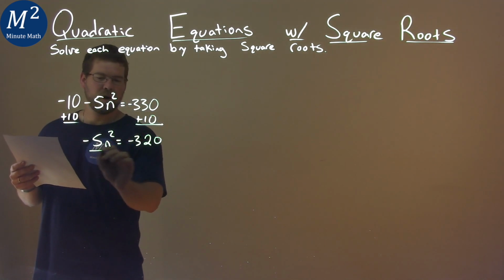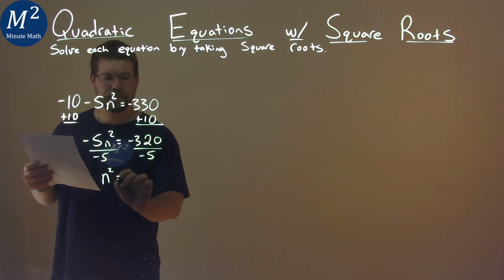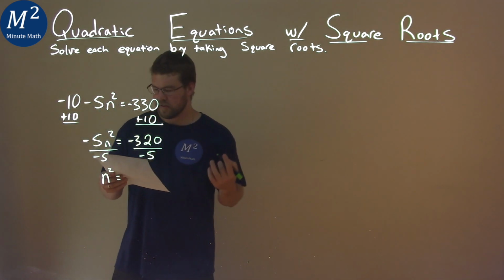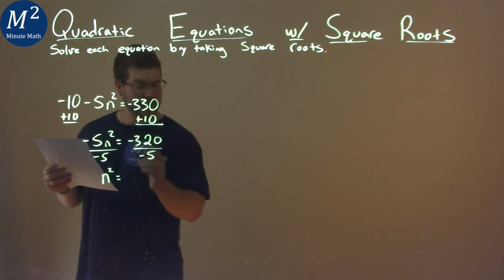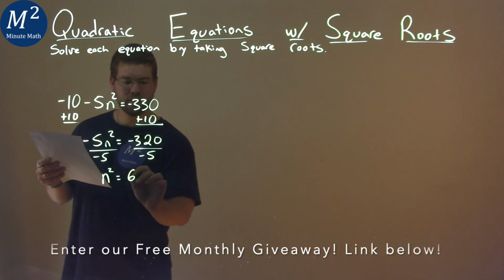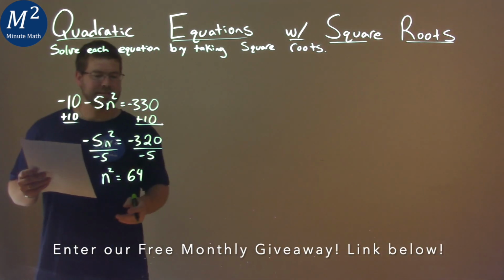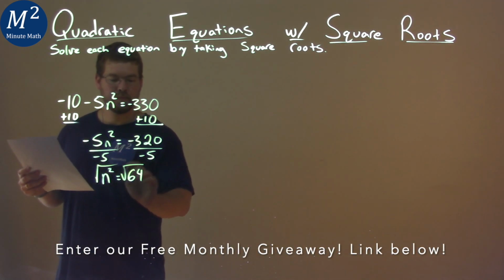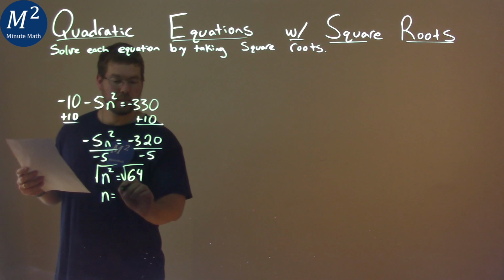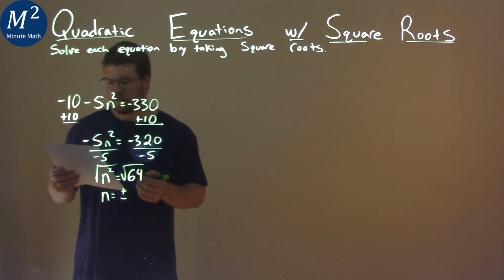We then can divide both sides by negative 5, and n squared equals negative 320 divided by negative 5, which is a positive. Negative divided by a negative is a positive 64. Well, n squared equals 64. So to get rid of the square, take the square root. We have n equals plus or minus, taking a square root over an equal sign. And the square root of 64 is pretty easy.